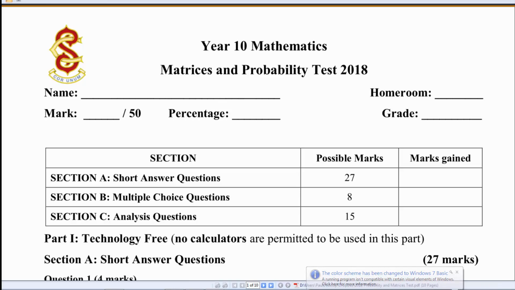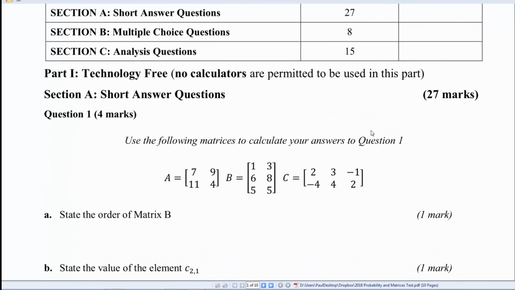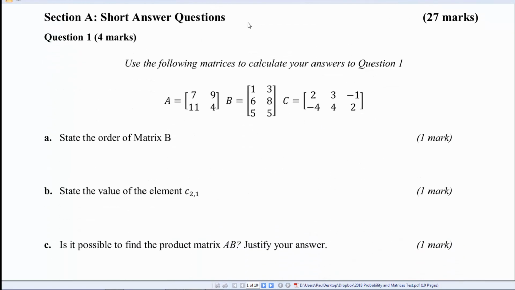Alrighty, these are the solutions to the 2018 Matrices and Probability test. Let's get started on it. Alright, so what we've got here is the typical starting point of matrices type questions.